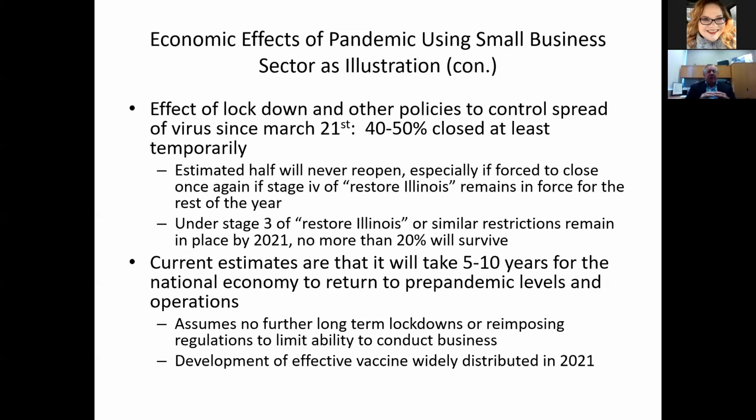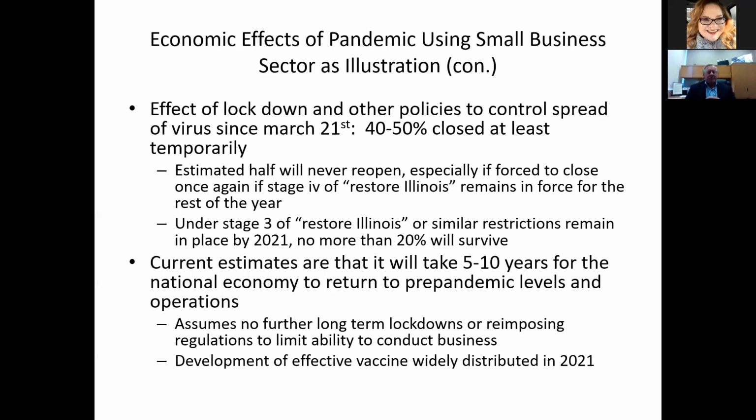If the state remains in stage 4, and some areas have been downgraded back to kind of 3+, but if the state remains in stage 4 through the rest of the year, it is estimated that half of those small businesses that closed prior to, say, June of this year will never reopen. If stage 3 remains in effect through December 31st of 2021, no more than 20% of those small businesses that existed, 1.2 million businesses in the beginning of 2020, will survive.